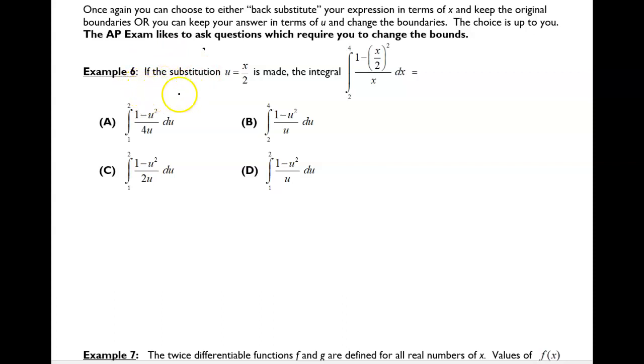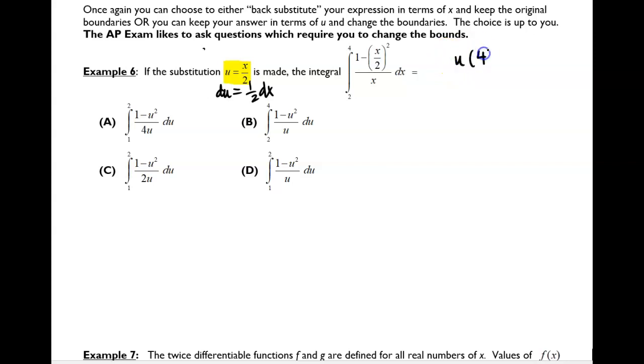So for example, in number 6, they give me the u substitution. How kind of them. That's very, very sweet. And so I see that I have the integral from 2 to 4 of 1 minus x over 2 squared. So my u is x over 2. That means my du is 1/2 dx. So I will need to multiply by 2. I need to change my bounds.